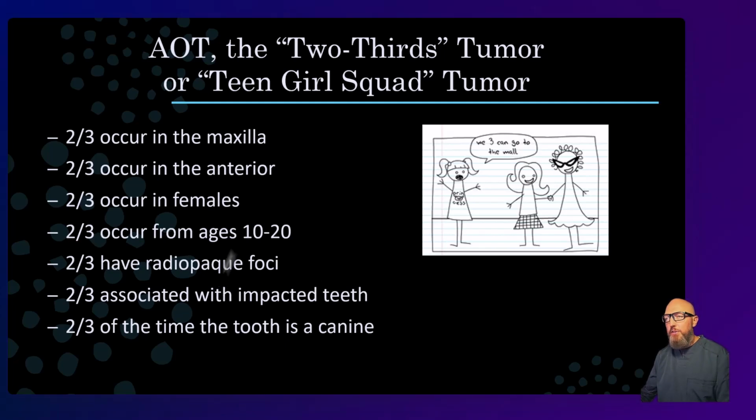When you hear that sound, you should automatically think the 2/3 tumor, or what I like to call it, the teen girl squad tumor. If you're not familiar with that, look up Homestar Runner, look up Strong Bad. He's the genius creator of the teen girl squad, because that's what I always think of with this tumor. 2/3 in the maxilla, 2/3 in the anterior, 2/3 in females, 2/3 in teen ages. 2/3 have radiopacities in them, associated with impacted teeth, and most of the time that's a canine, but it could occur elsewhere.